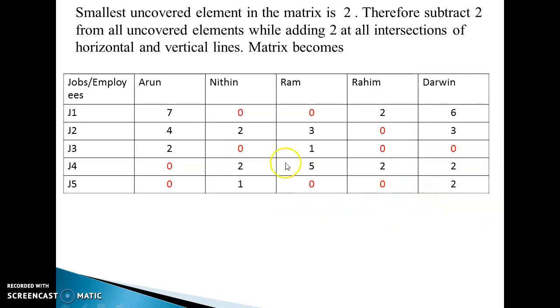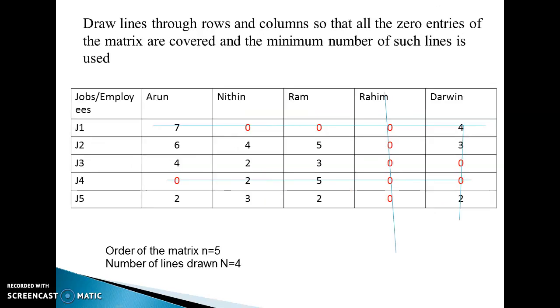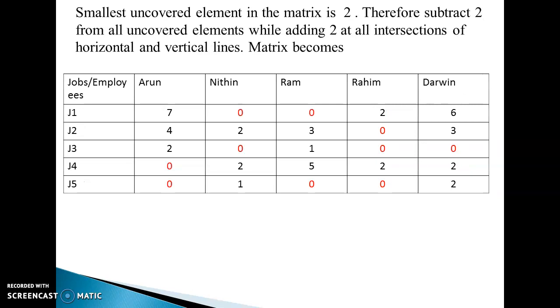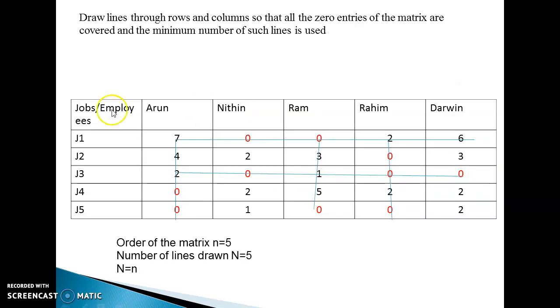So this is the final matrix, after adding the minimum value 2 to the intersection points and deducting the value of 2 from the uncovered entries. So you are getting this matrix. Now again draw the horizontal and vertical lines so as to cover all the zeros. So here I have drawn the lines 1, 2, 3, 4, 5. To cover all the zeros, draw the vertical and horizontal lines.